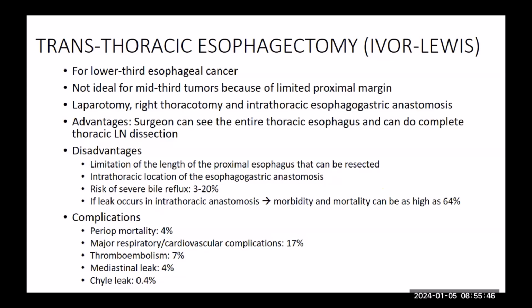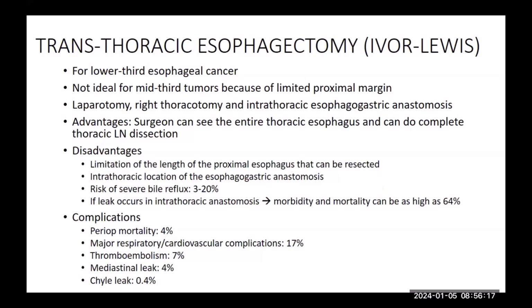The advantage of this procedure is that the surgeon can see the entire thoracic esophagus and can do a complete thoracic lymph node dissection in this patient. The proximal esophagus cannot be visualized properly. The anastomotic site will be in the intrathoracic location with esophageal-gastric anastomosis. The main complication, as I mentioned, is severe bile reflux, and if a leak occurs at the intrathoracic anastomotic site, there will be a high rate of mortality as well as morbidity.